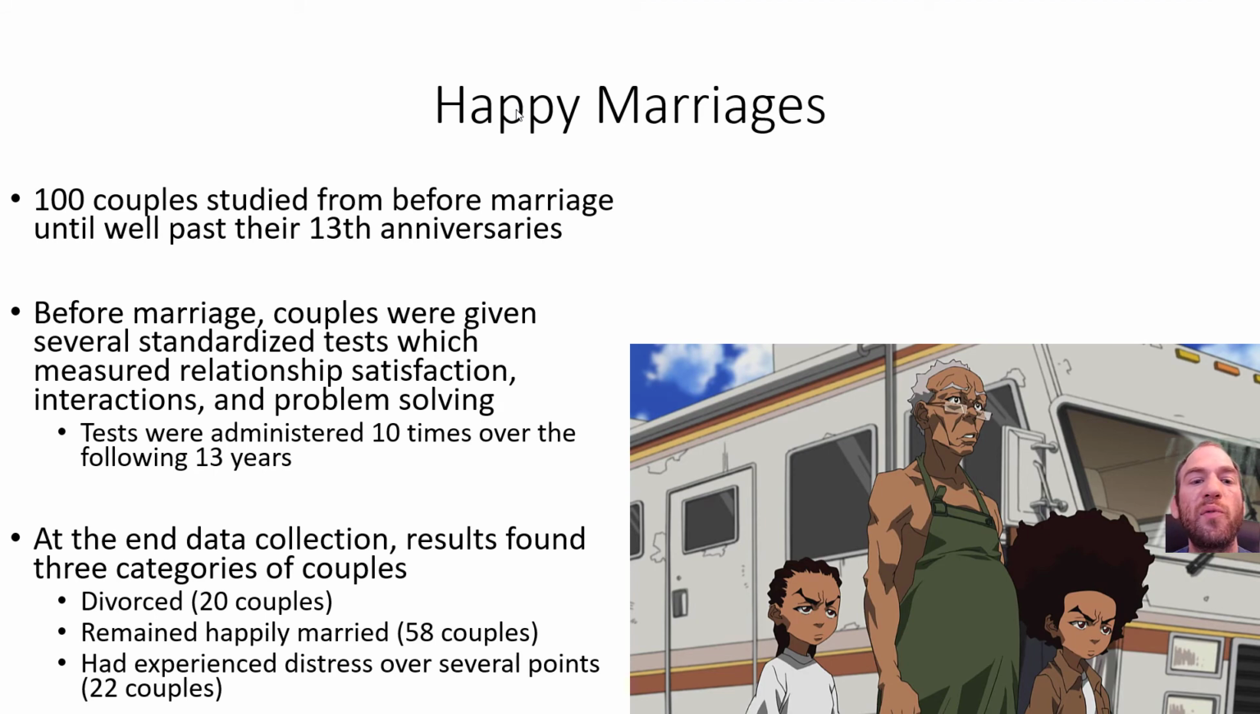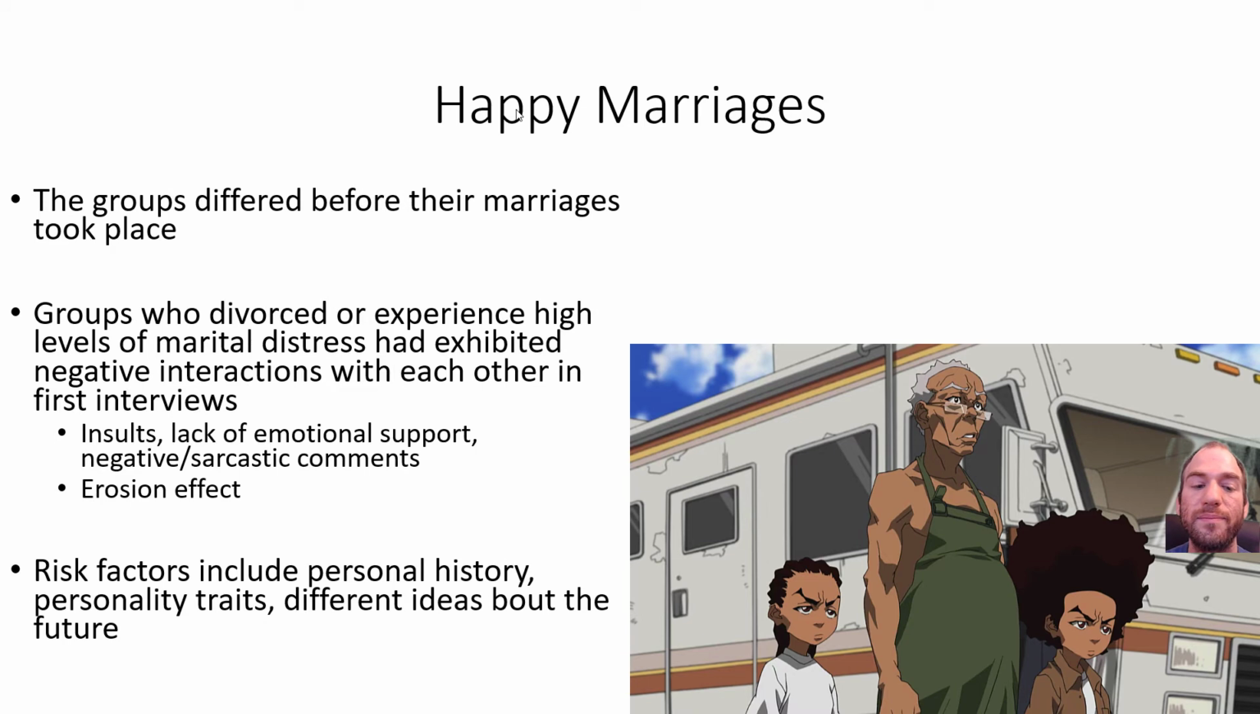Happy marriages. 100 couples studied from before marriage until well past their 13th anniversaries. Before marriage, couples were given several standardized tests which measured relationship satisfaction, relationship interactions, and problem solving in the relationships. The tests were administered 10 times over the following 13 years. At the end of data collection, the results found 3 categories of people: divorced, remained happily married, and couples who had experienced distress over several points.